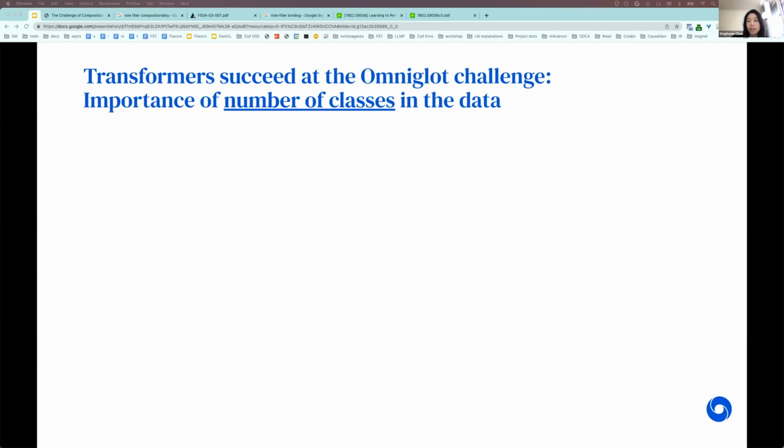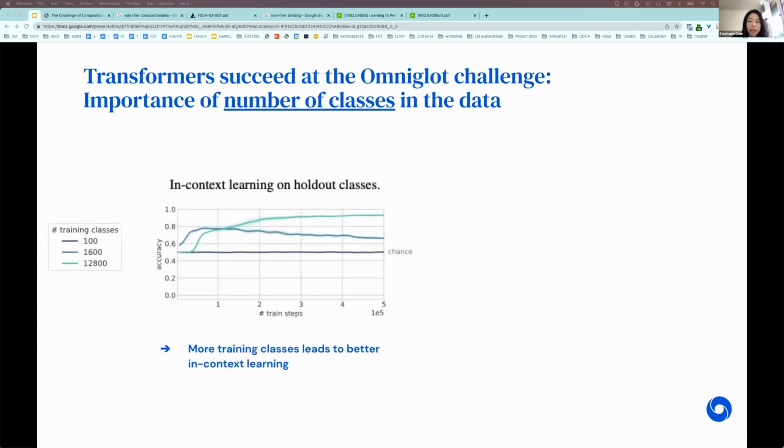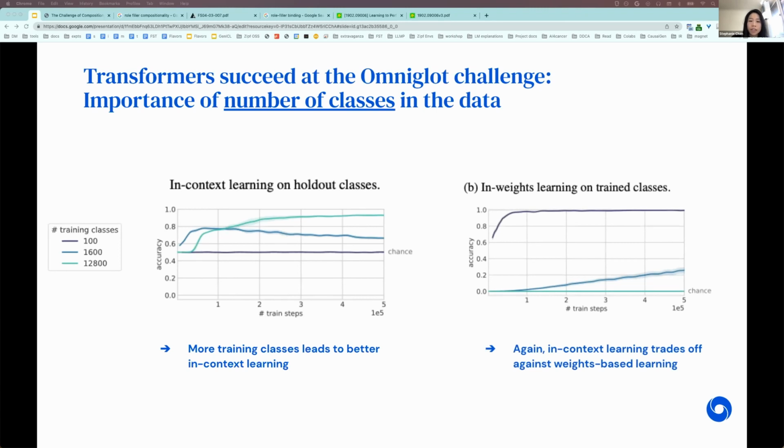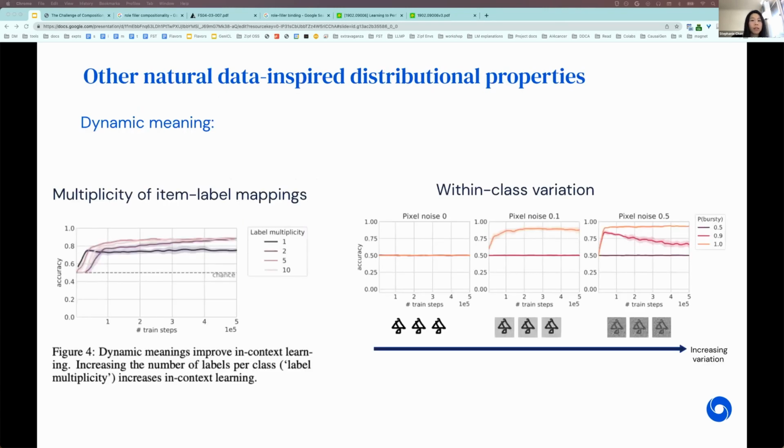A second factor that encourages in-context learning or few-shot learning is the number of training classes. So you might consider this analogous to having a very large vocabulary. So this corresponds to that really long tail that you see in the distribution of language. And again, you see a trade-off. More training classes leads to better in-context learning, but also worse in-weights learning. We explored a number of other distributional properties as well that you see in natural data, and I encourage you to look at the paper and check these out.